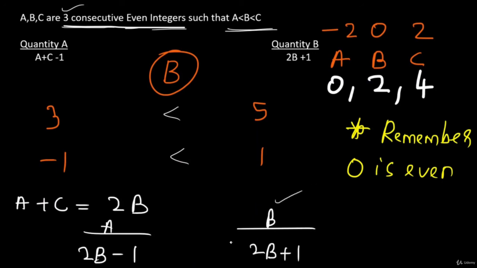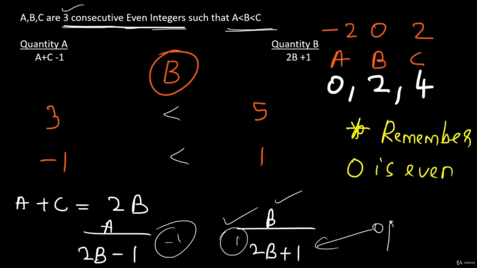Now if you have a confusion about this, you can easily check this. Try to subtract 2B from both the quantities. So you are left with minus 1 in quantity A and 1 in quantity B, and 1 is definitely greater than minus 1. This is performing operations on the quantities, right? Therefore, the correct answer to this question is option B.